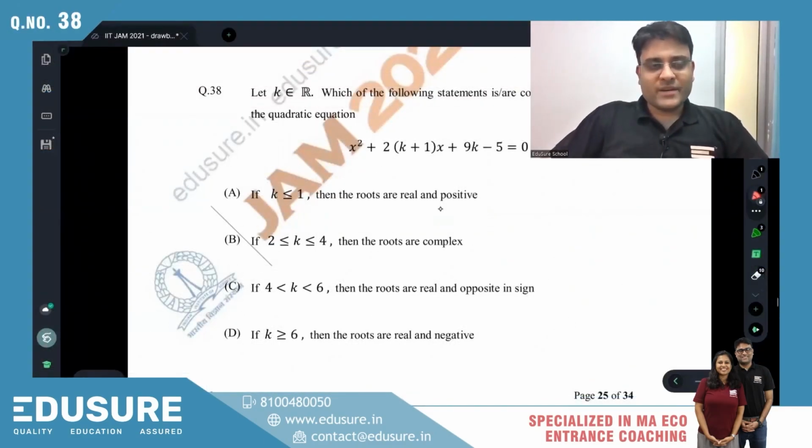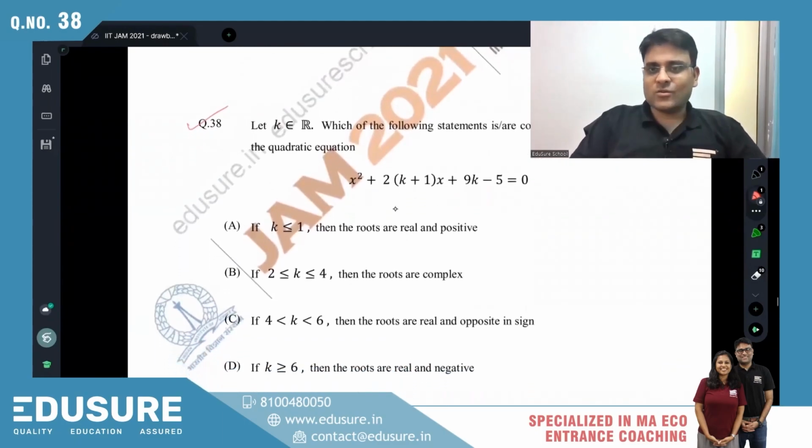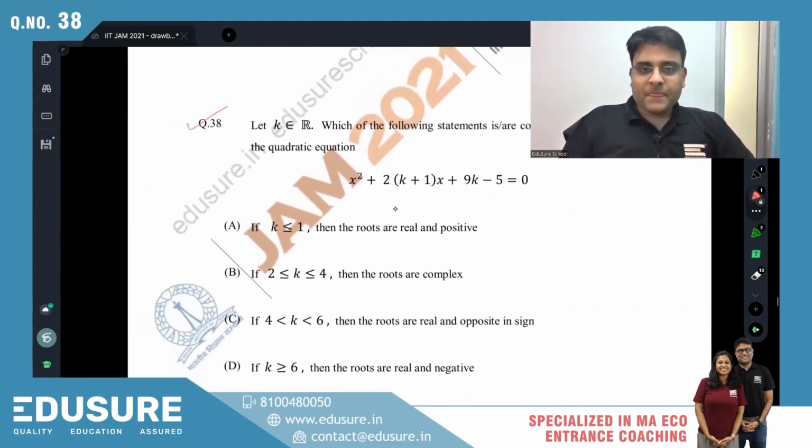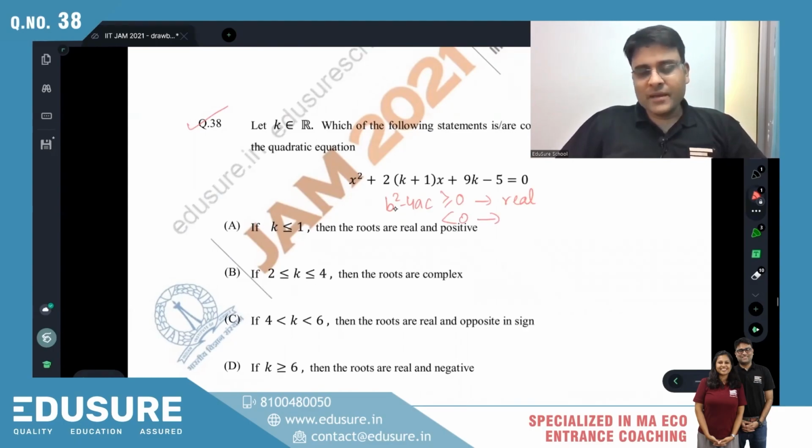IIT JAM 2021, question number 38. Let k belong to real numbers. Which of the following statements is correct for the roots of the quadratic equation? This is the quadratic equation. Now, what can be said about the roots of any quadratic equation depends on the discriminant, the discriminant being b square minus 4ac. If b square minus 4ac is greater than or equal to 0, the roots will be real. If it is less than 0, then it will be complex. As simple as that.